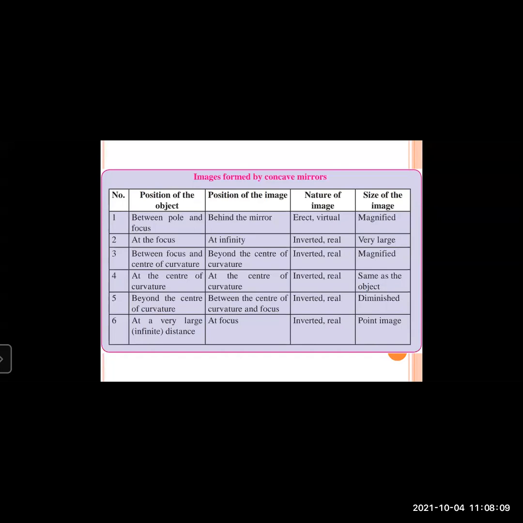But when you place your object itself at infinity, that is too far from the center of curvature, you get your image right at the focus. How do you get your image? It is inverted, real, and point image.